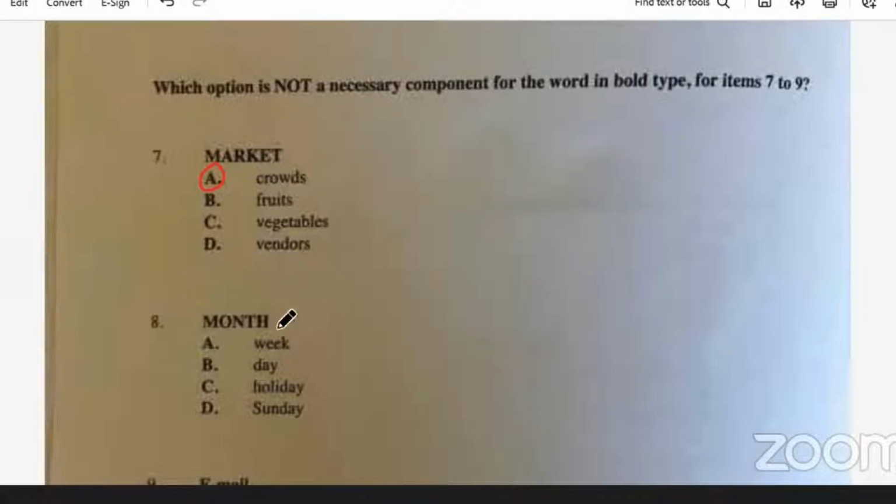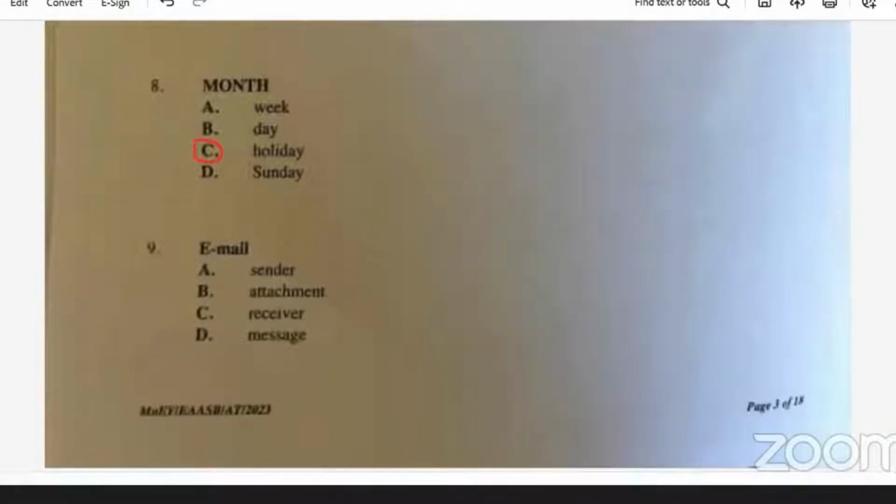For number 8, we have what would not be a necessary component for a month: week, day, holiday, Sunday. All right, we need days and weeks. And of course, Sunday is one of the days of the week, but we don't necessarily need a holiday for it to be a month. So that's not a necessary component. All right, so let's look at number 9.